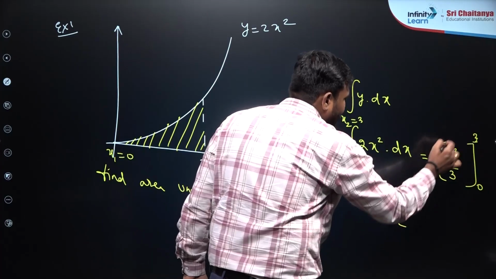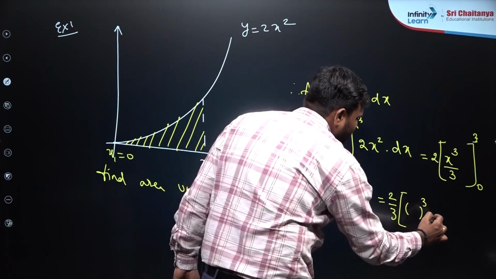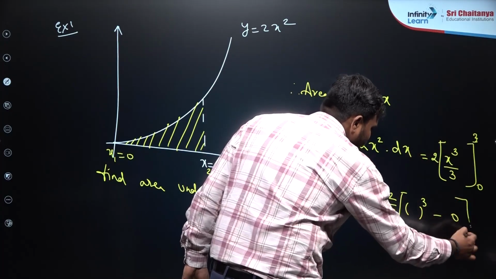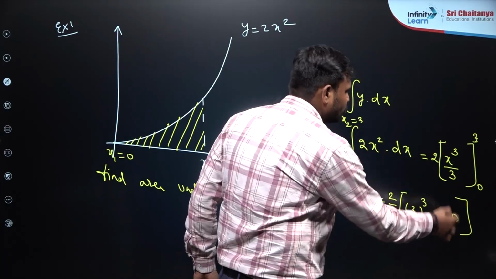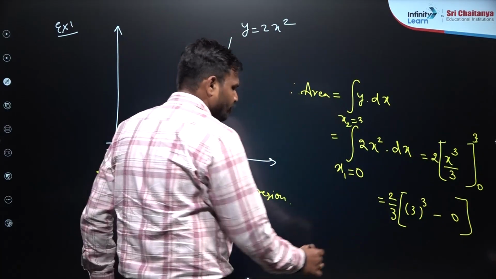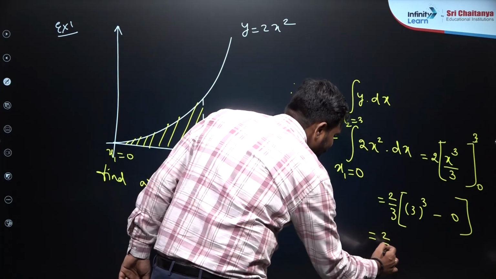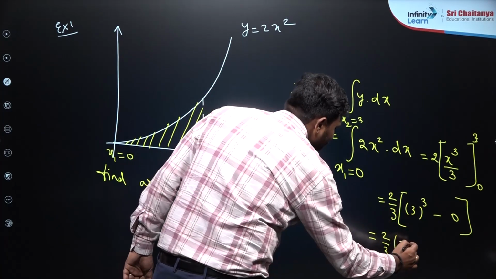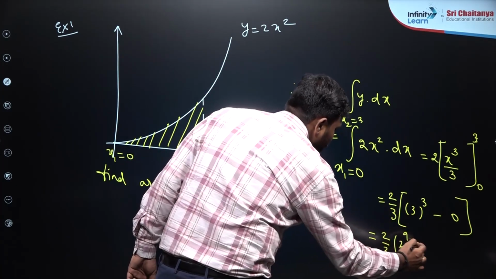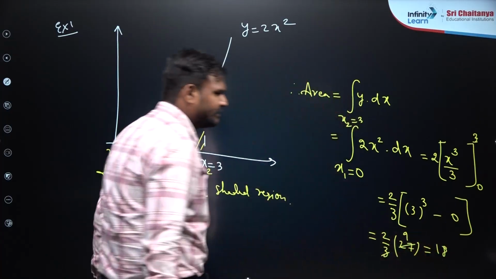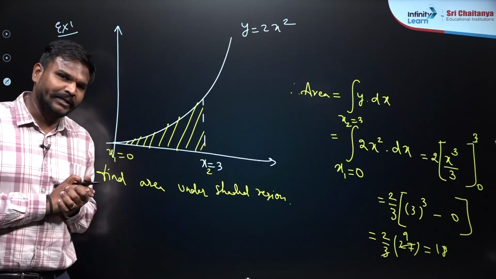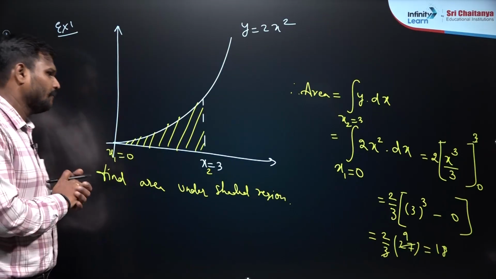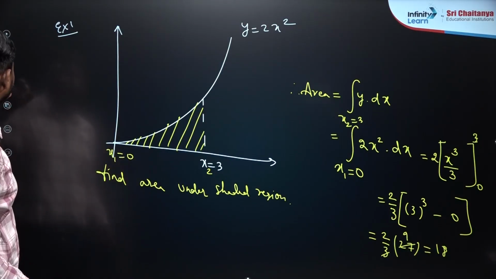first put upper limit minus lower limit, so x cube is remaining. So upper limit 3 cube minus lower limit 0 cube, which is 0. So the answer would be 2 by 3 into 27, so 18 units. The area of this shaded region would be 18 units. Is that clear? I'll change the slide. We'll go to the next concept.